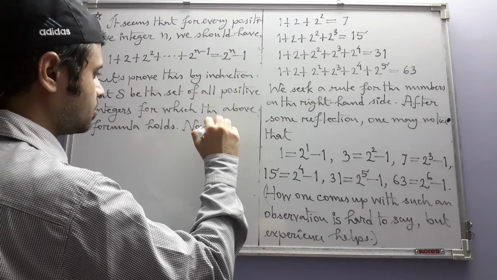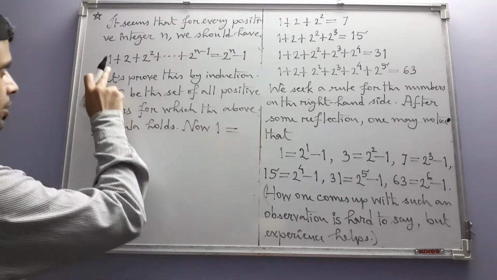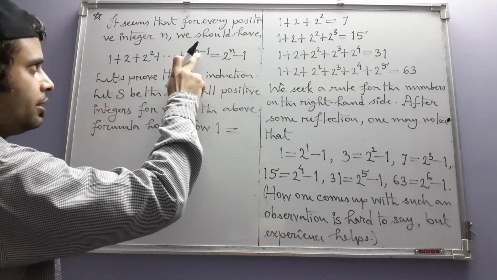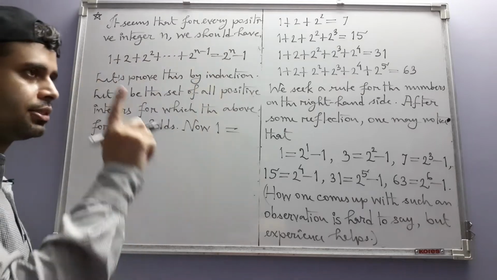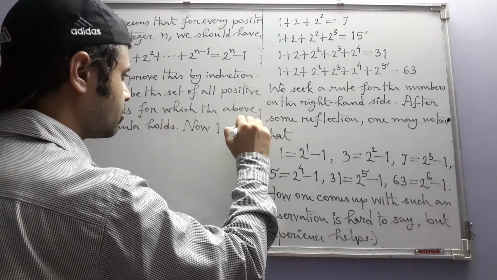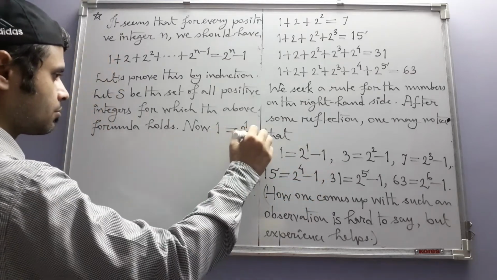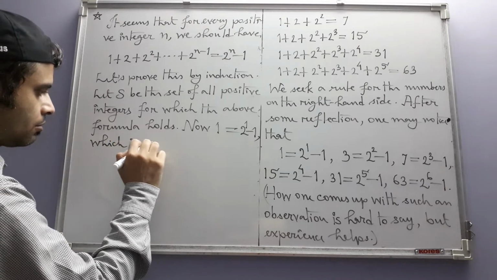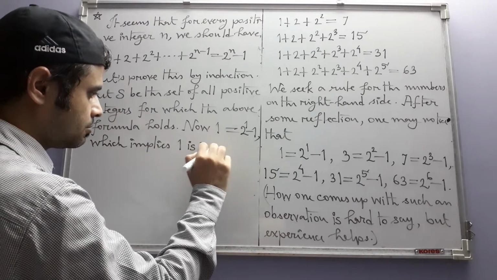Now, one here in this context is the left hand side when n is equal to 1, because if n is 1, then this term is also 1, this term is also 1. So that means in this sum there is only one term, that is 1. 1 is equal to 2 to the power 1 minus 1. In fact, that's what we have seen here. Which implies 1 is in S.